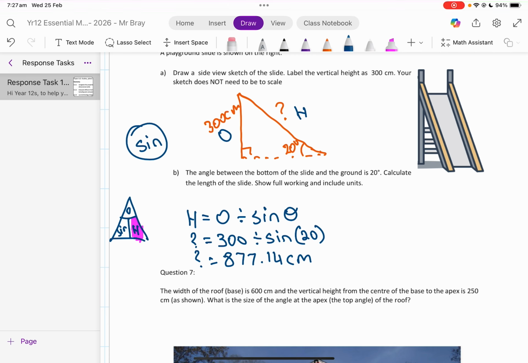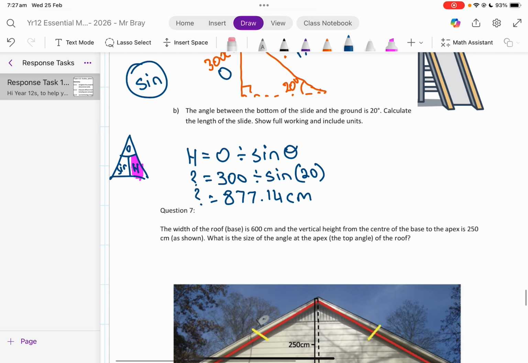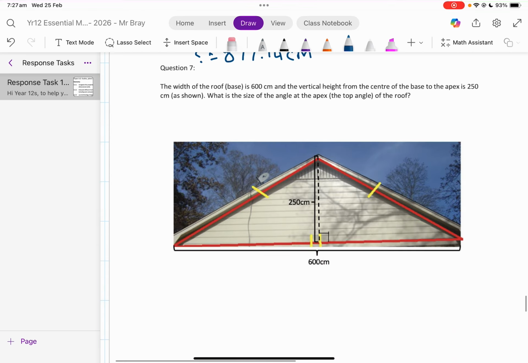Calculate the length of the slide, show full work and include units. Yeah, so once again, no rounding advice, so we're just going to round to 2 decimal places. Cool. All right, the width of the roof is 600 centimeters, and the vertical height from the center of the base to the apex is 250 centimeters, as shown. What is the size of the angle at the apex, the top angle of the roof? So they're asking for this angle in here.